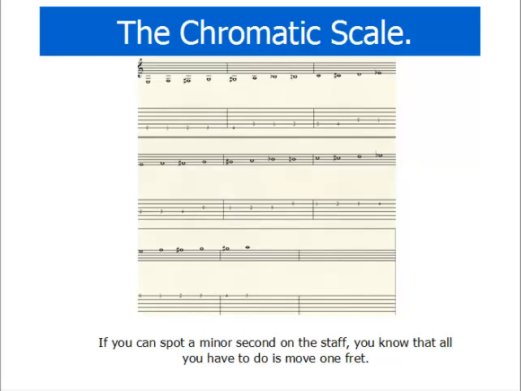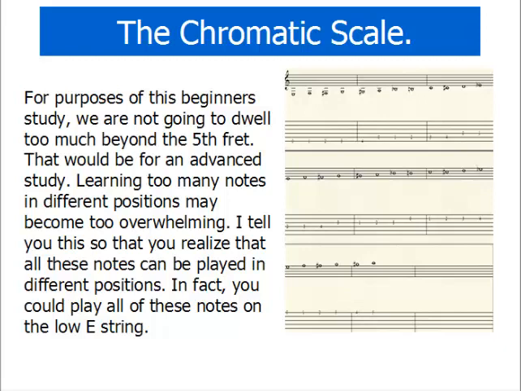So if you know what a minor second looks like, for instance, the first two, E to F, and you're playing an E, if you forgot what F was, well, you know at this point, oh, that's a minor second. I forgot the note, but I know it's a minor second. So you're able to go up 1 fret and play the correct note. For the purposes of this beginner studies, we're not going to go above the 5th fret. Learning too many notes can be overwhelming.